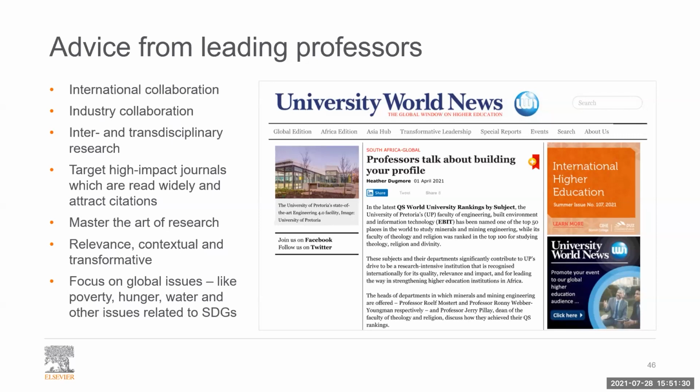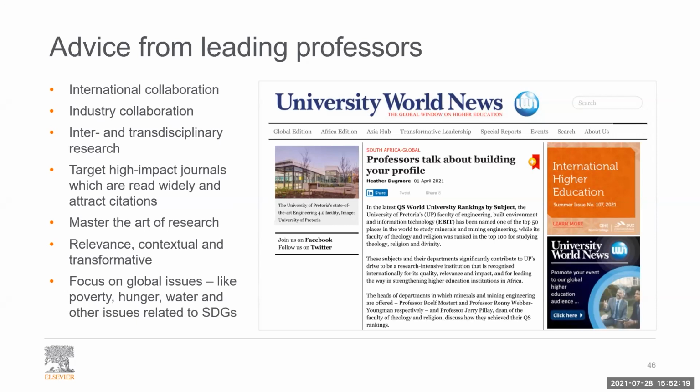And the things that they mentioned was international collaboration, very specifically industry collaboration, because that is very applied science, working on very specific problems and coming up with solutions. And that really gave them a lot of visibility as well. Engaging in interdisciplinary and transdisciplinary research also attracted a lot of attention to the work that they were doing. They also mentioned that they targeted high impact journals specifically, so they were very conscious of where they were publishing because they wanted to get that wider readership, and they also wanted to attract citations.